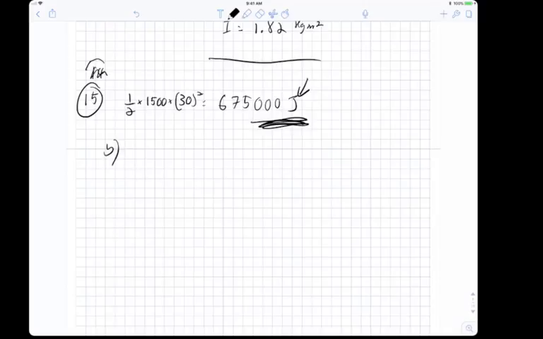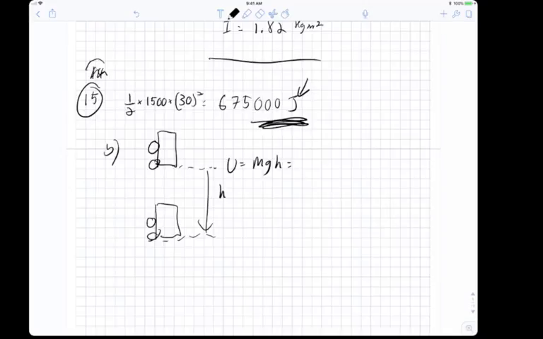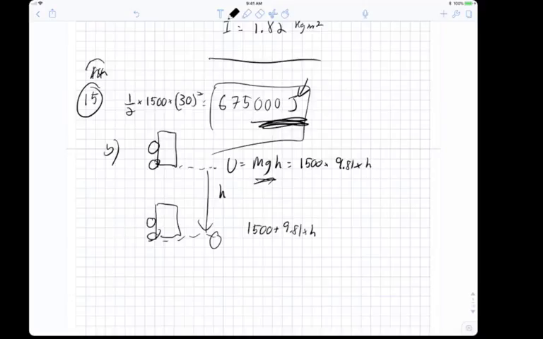From what height should the car be dropped to have the same amount of kinetic energy just before impact? This is a gravitational potential energy question. We haven't done this yet in class, but the gravitational potential energy is mg height above the ground. So the mass is 1500, g is 9.81. I don't know the initial height, but I want all of this energy to turn into kinetic energy down at the bottom here. 1500 times 9.81 times h, it's a times symbol, is equal to 675,000 joules.